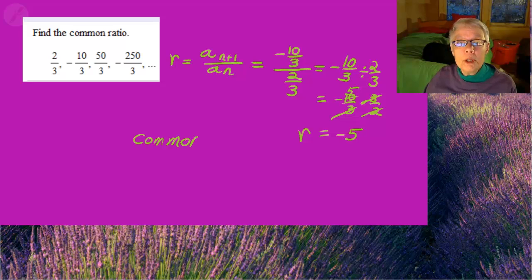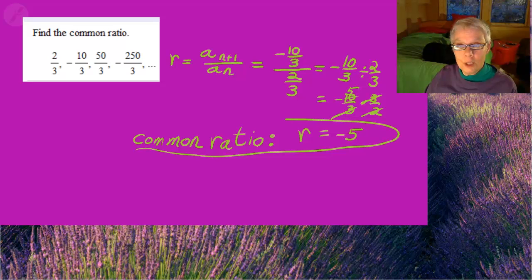All right, remember that r is the common ratio. We're going to take each term of our geometric sequence and multiply it by the common ratio. We did it!